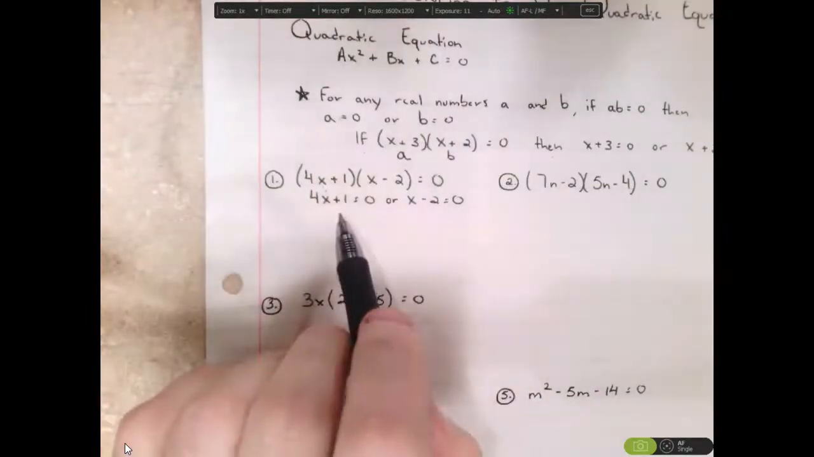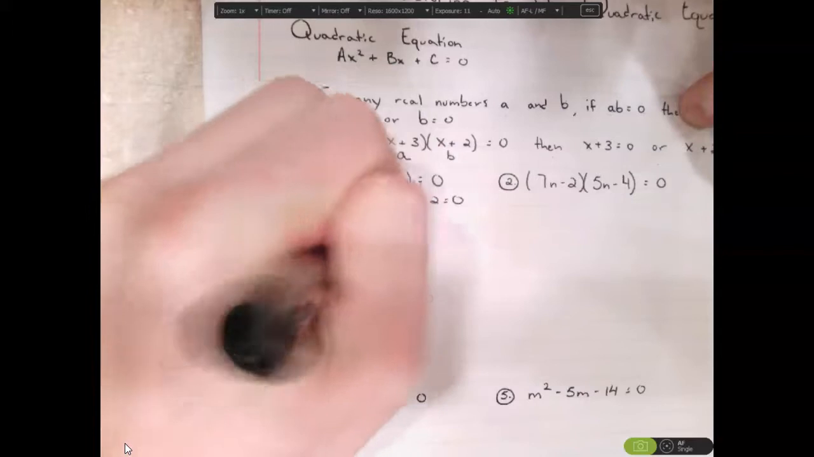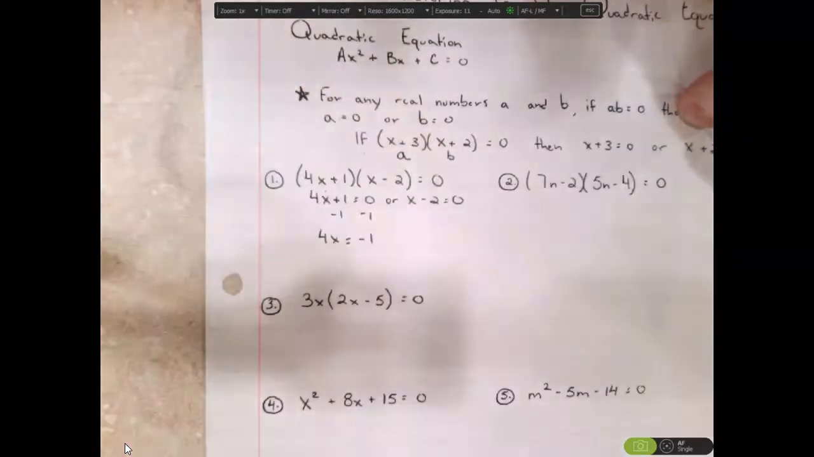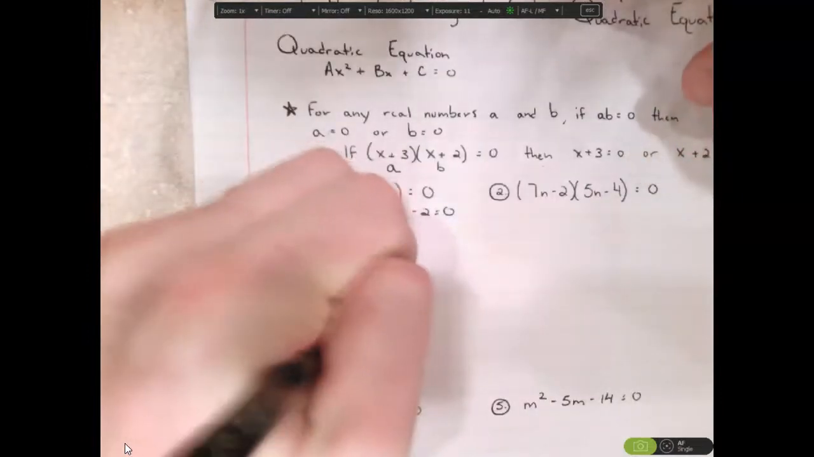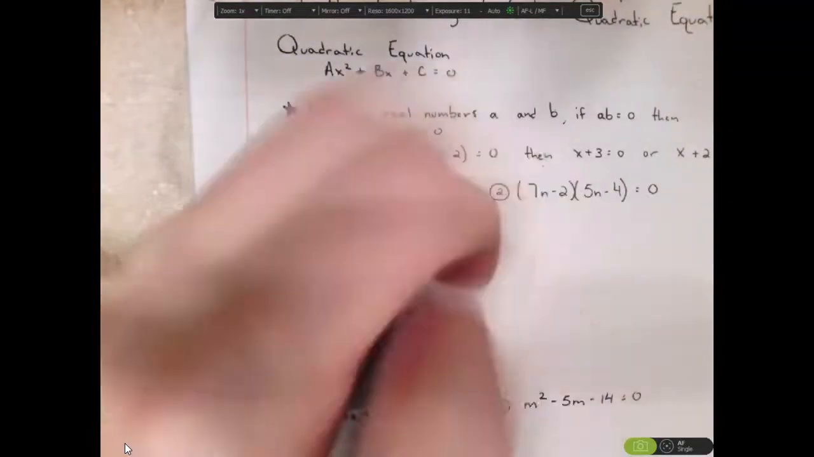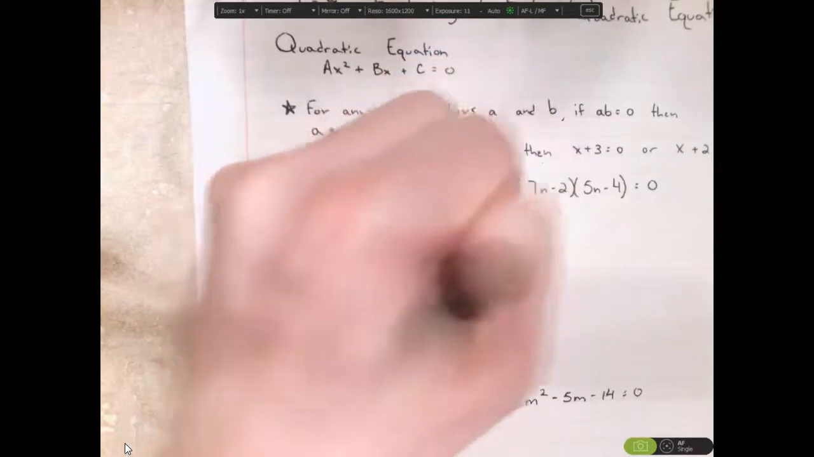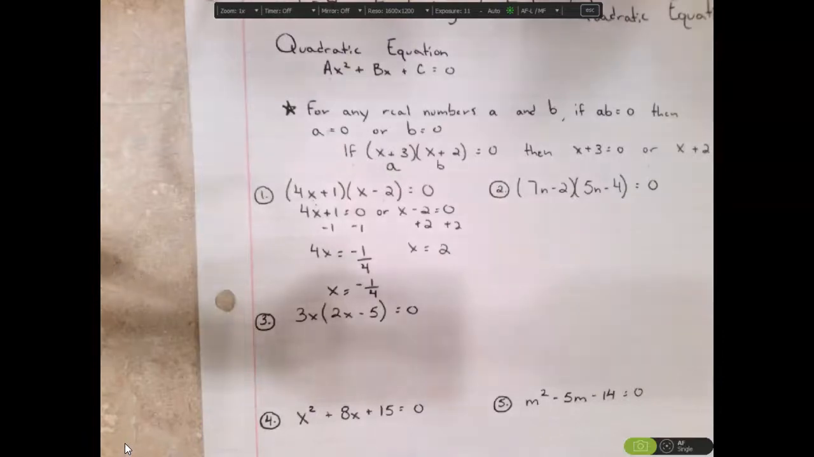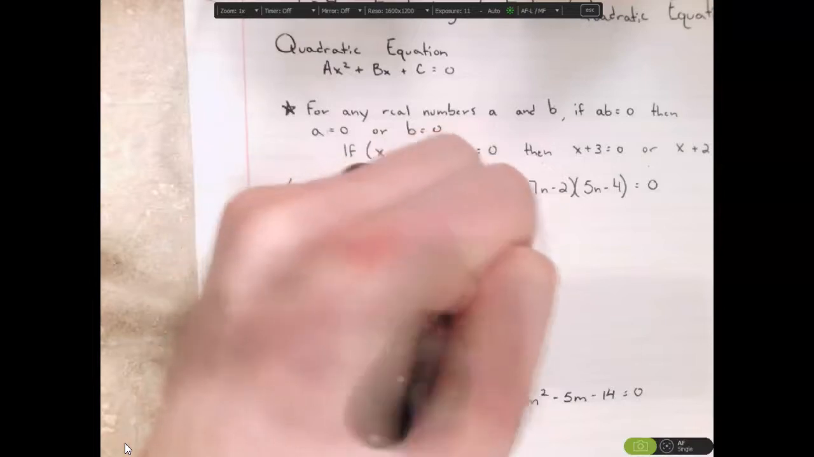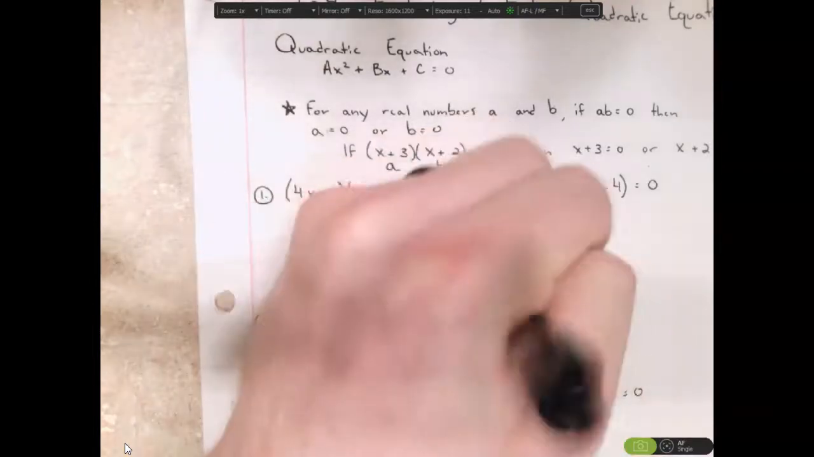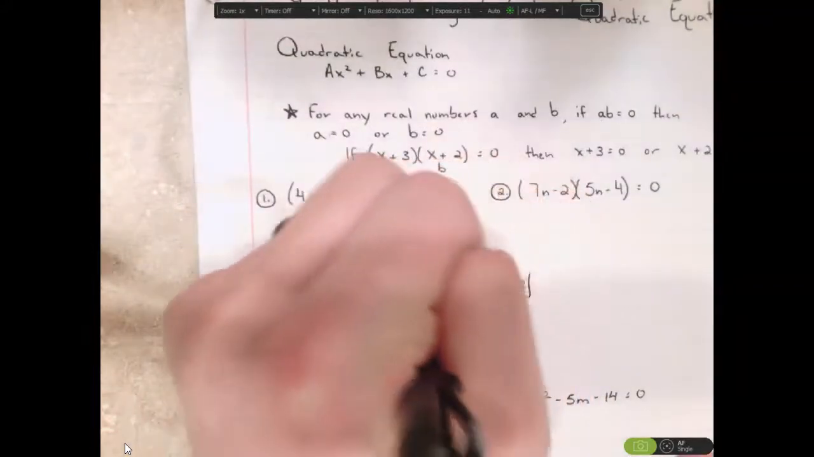So on our left side here, I need to subtract 1. So I'm left with 4x equals negative 1. And then I divide by 4. So x equals negative 1/4. Go through on the other side. I add 2 to both sides. X equals 2. So with this being said, our solutions for number 1 are x equals negative 1/4 or x equals 2. And that would be your final answer.